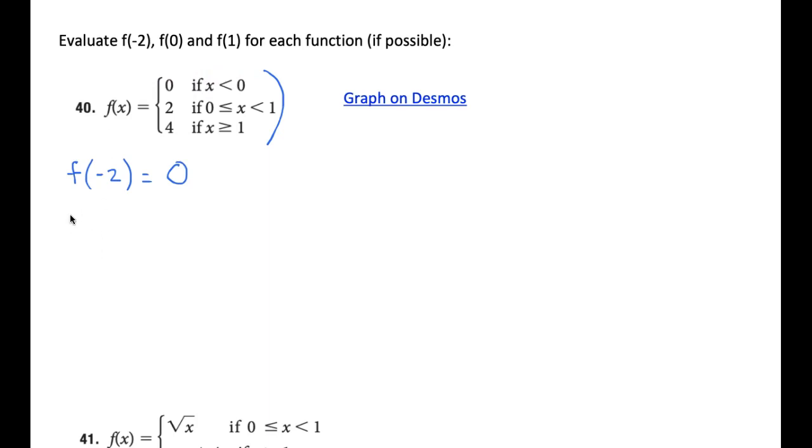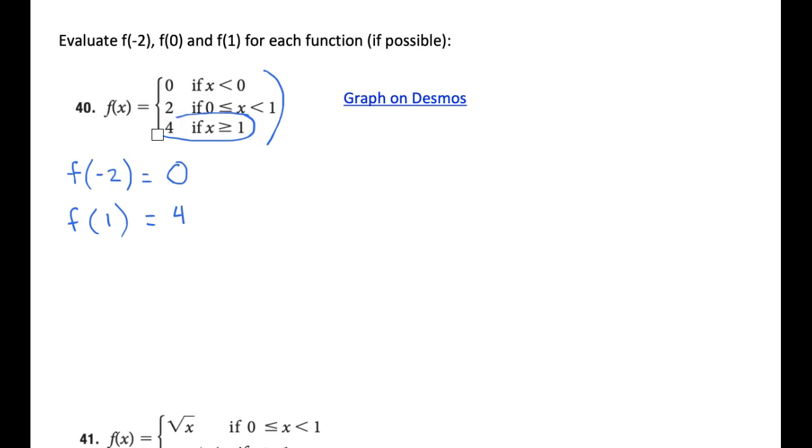Okay? So I'm going to erase part of my scribbles here and we can move on. So the next one is f of 1. Okay, so f of 1 is not less than 0. It's not greater than or equal to 0 or less than 1. It is greater than or equal to 1. That's where 1 falls. So that means f of 1 is 4.